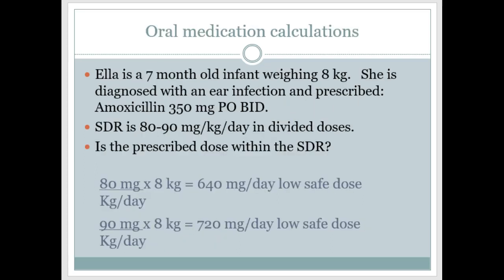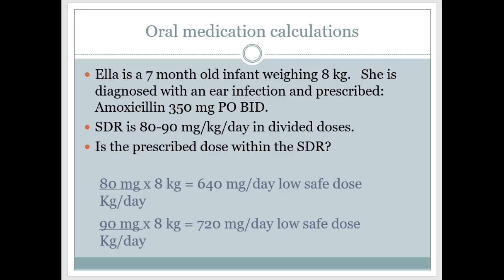Okay, so let's practice a little bit with oral medications. So we have Ella, who's 7 months old, and she weighs 8 kilograms, and she is diagnosed with an ear infection, is going to get amoxicillin, 350 milligrams orally twice a day. Our safe dosage range that we look up, we can find that for otitis media, the safe dosage range is 80 to 90 milligrams per kilogram per day in divided doses.